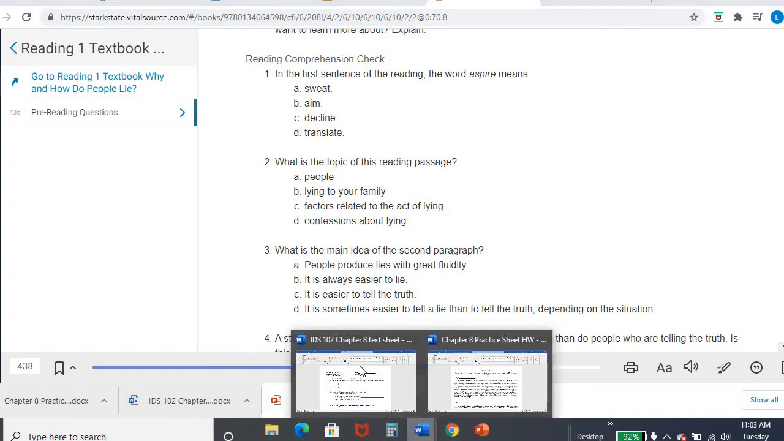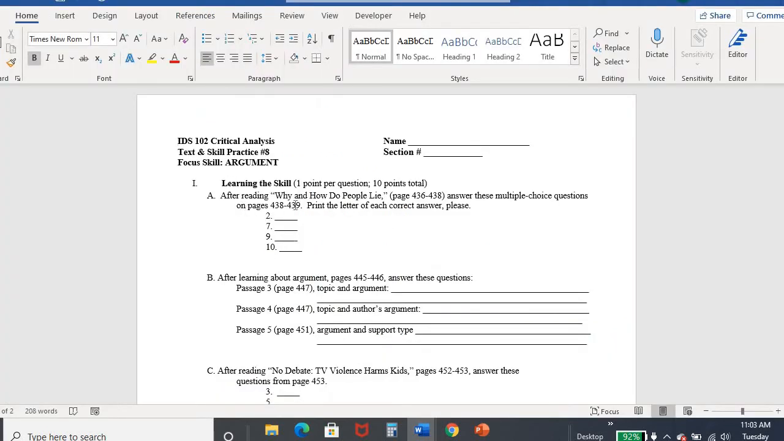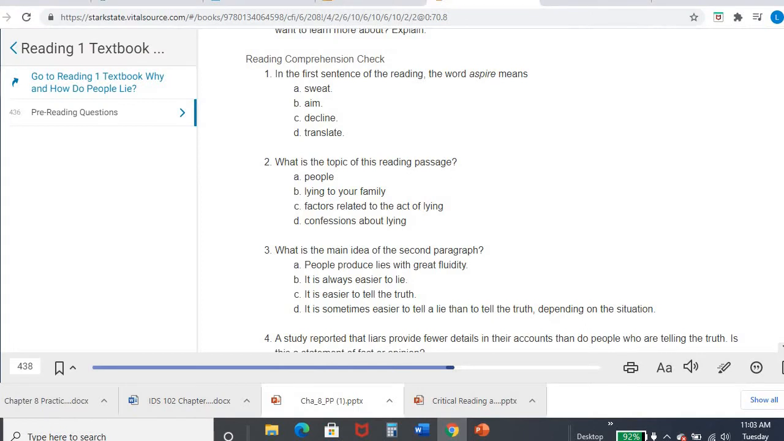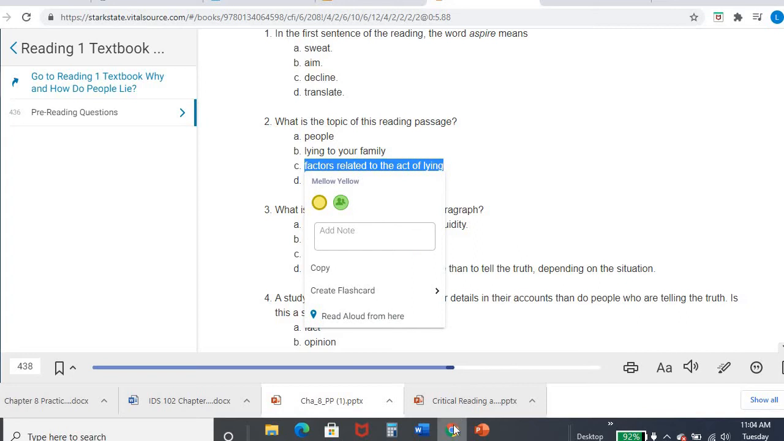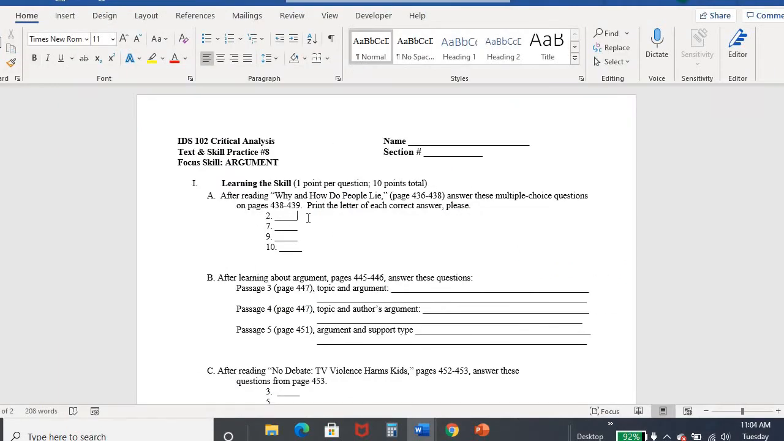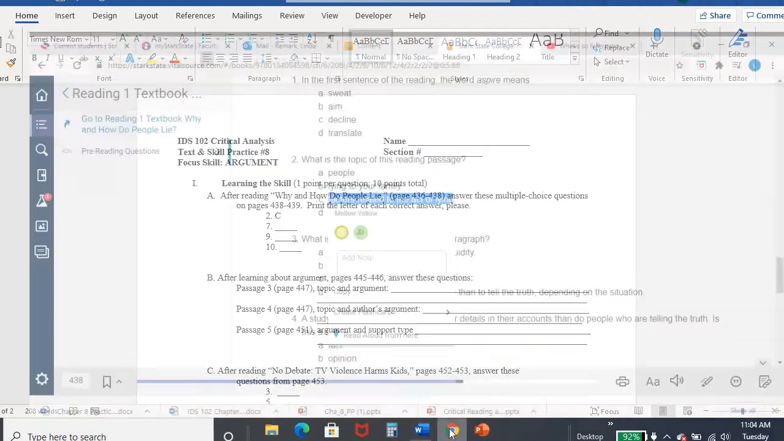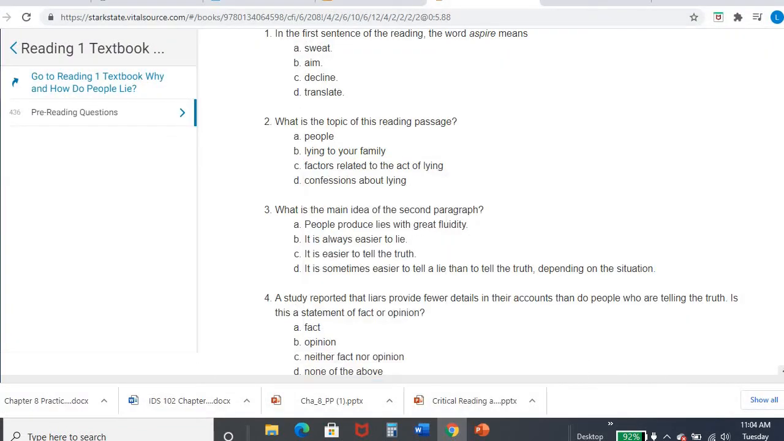We're looking at our text sheet, part Roman numeral 1A. We're answering questions 2, 7, 9, 10. So I'll do a couple of them with you. Question 2 says, what's the topic of this reading passage? Well, hopefully you can tell just from the title, why and how do people lie, that this is about factors related to the act of lying. And as you've read the article, hopefully it gave a bunch of reasons why people lie. So number 2 is C. Okay, we're going to scroll down.